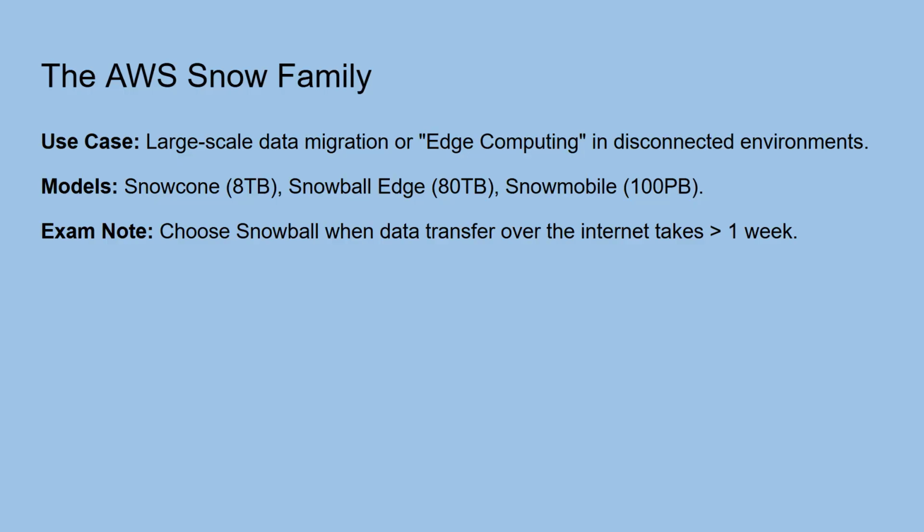So again, the Snow family is used when you want to move data and moving it over the internet is too slow, too expensive, or just completely not possible. AWS will actually ship you a physical device right to the business or customer, and then the customer copies the data to the device locally, ships it back to AWS, and AWS uploads the data into the cloud.